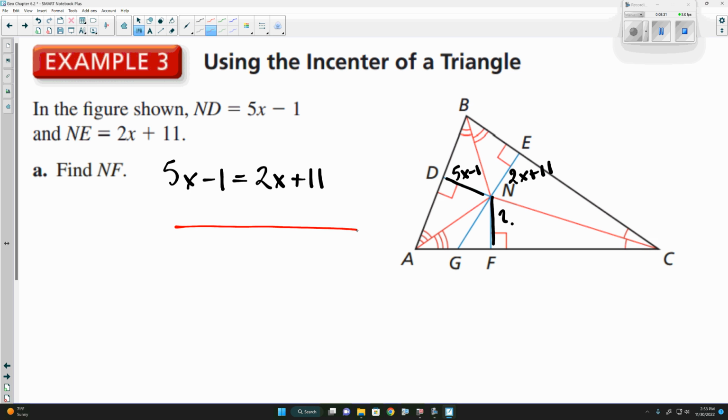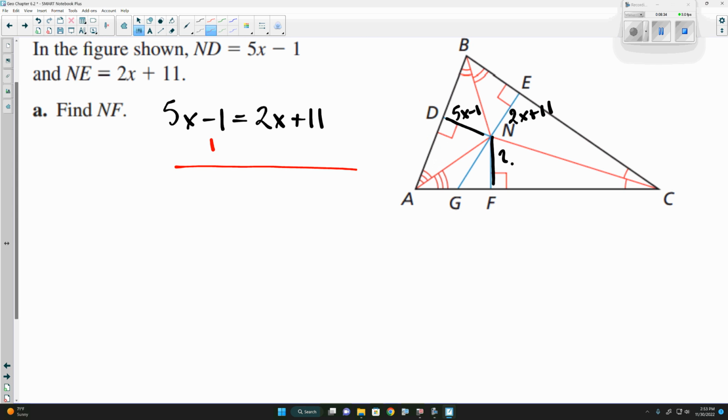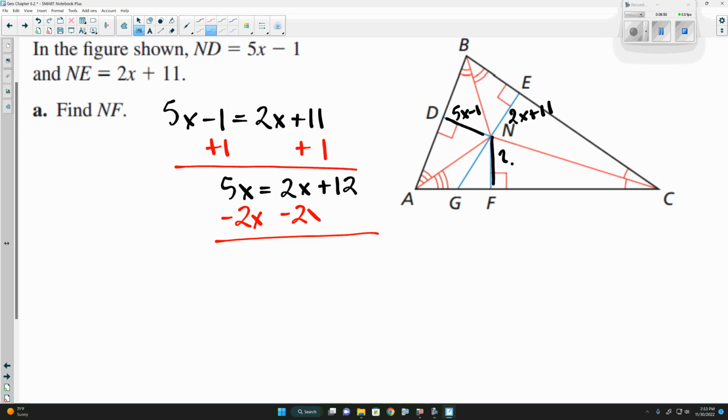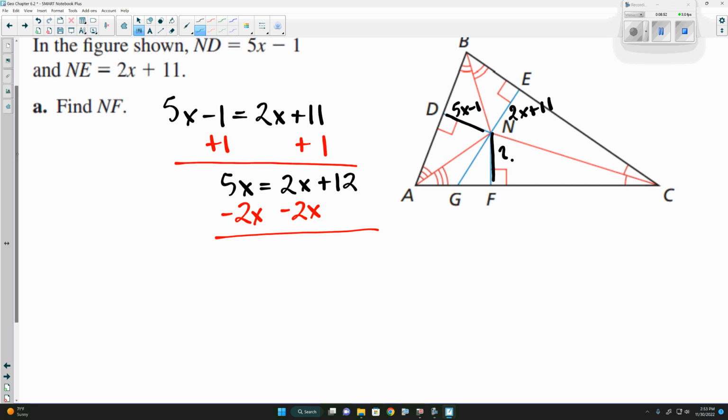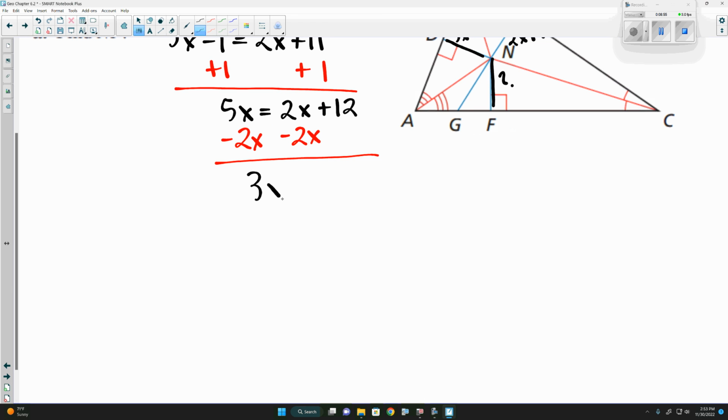So the first thing we can do is add 1 to both sides. If we add 1 to both sides, it'll tell us that 5x is equal to 2x plus 12. Then we can subtract 2x from both sides, which will tell us 3x is equal to 12. And last but not least, we would divide by 3, so x is 4.